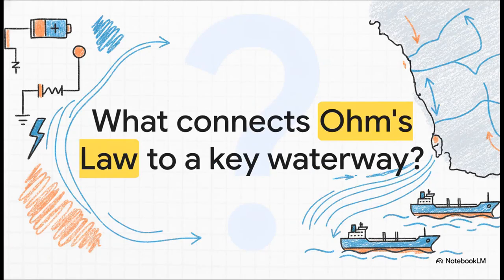So, to kick things off, I want you to think about this. What in the world does a basic electrical equation, something engineers use literally every single day, have in common with the intensely complex geopolitical tensions happening right now in the Strait of Hormuz? Like, how can a math formula perfectly describe the physical movement of massive cargo ships navigating international waters? Well, it's actually a pretty wild narrative.